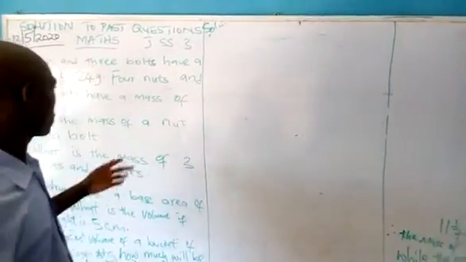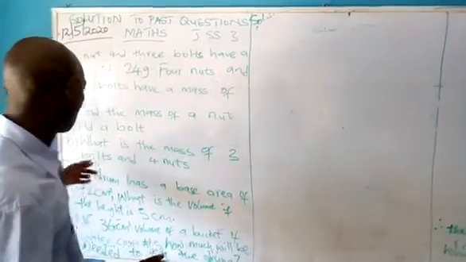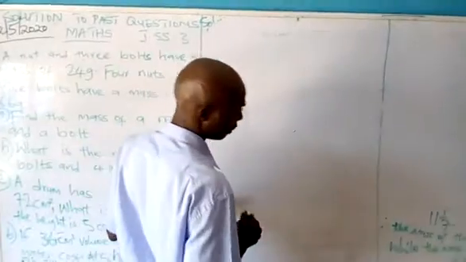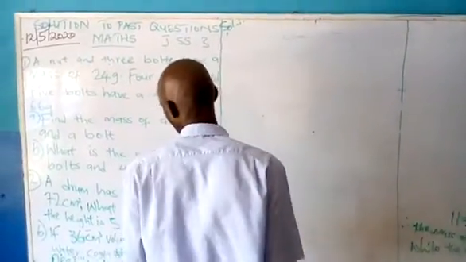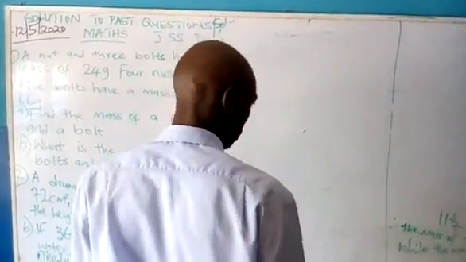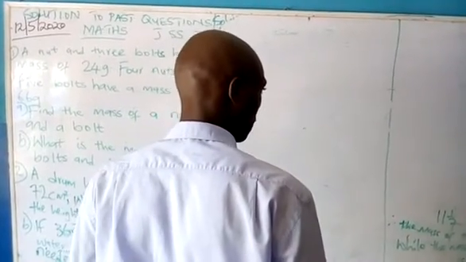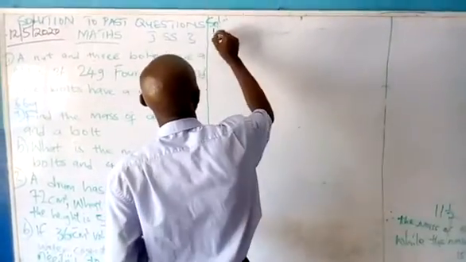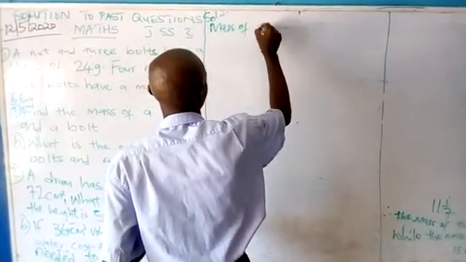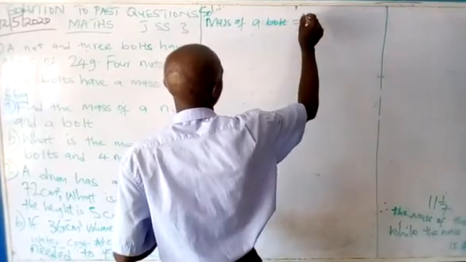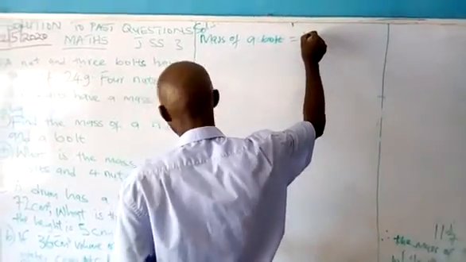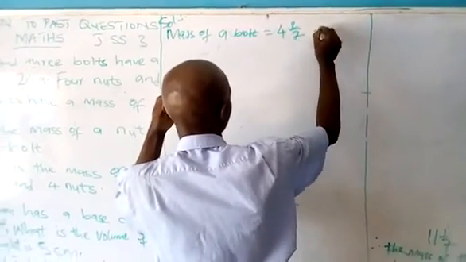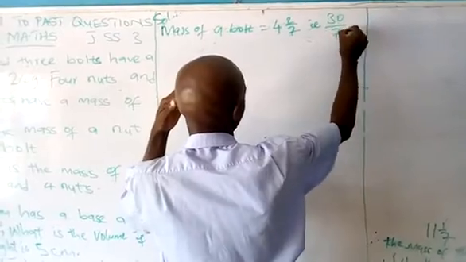Okay, let's go to B part of question number 1. What is the mass of 3 boats and 4 knots? Now, the mass of a boat, from our calculation, is 42 over 7. Mass of a boat equals 42 over 7. That is 30 over 7.